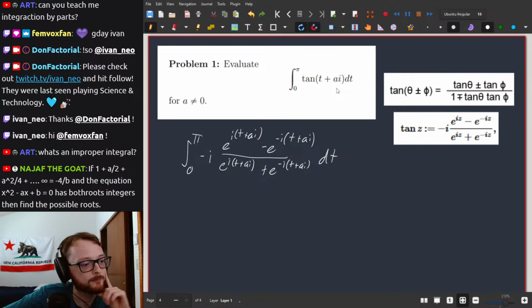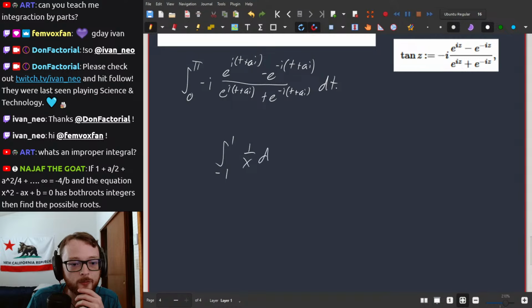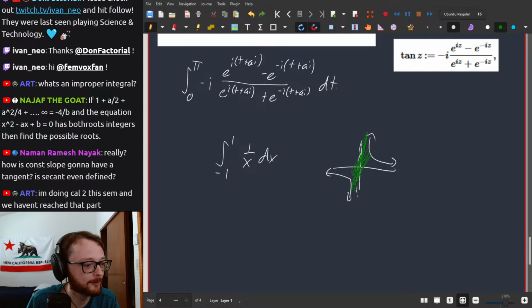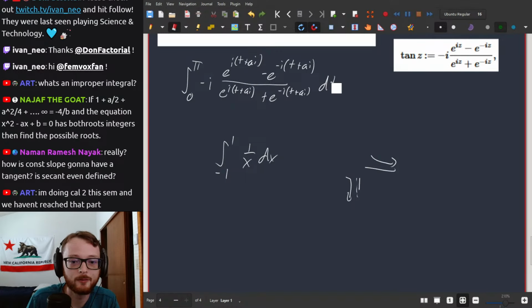Integration by parts, we can talk about that. An improper integral, a simpler example of one is the integral from -1 to 1 of 1 over x. This is called improper because the graph of 1 over x looks like this. There's a vertical asymptote at 0, and this interval includes 0. So how do you deal with that? That's why it's improper. There's a way to deal with it, but you need to state it.